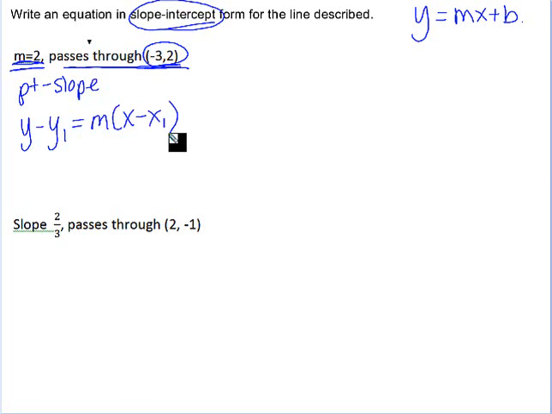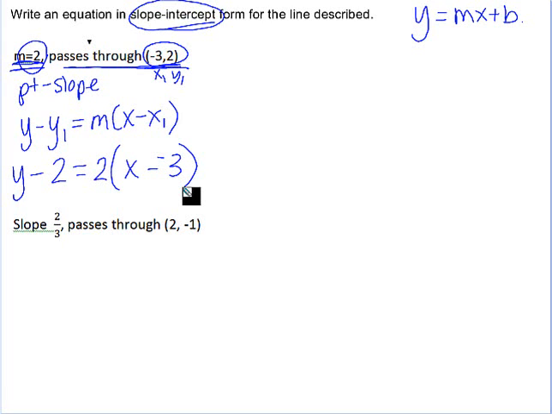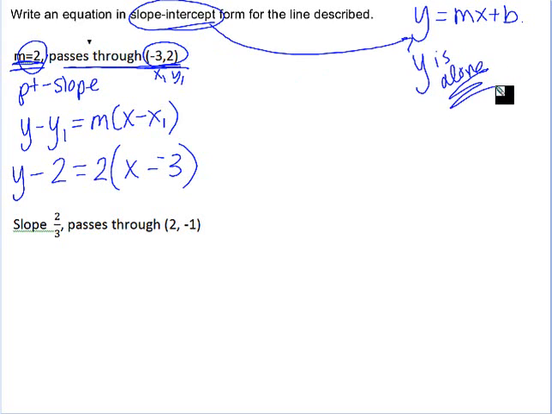Well, now we fill in our point, x1, y1, and we fill in our slope of 2. So y minus y1, which is 2, equals m, which is 2, in parentheses, x minus a negative 3. Now we simplify this. Notice here that your y is alone. When that y is alone, it is in slope-intercept form. So now, all we need to do is take this point-slope form and solve for y.